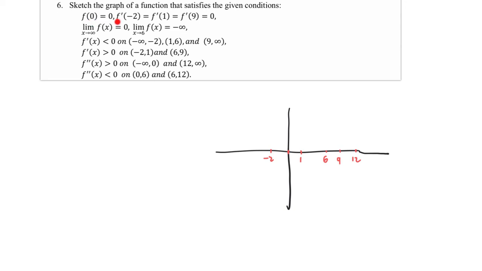f of 0 equals 0. In other words, when x is 0, y is 0. So in other words, this point is on the graph. The graph passes through the origin, in other words.